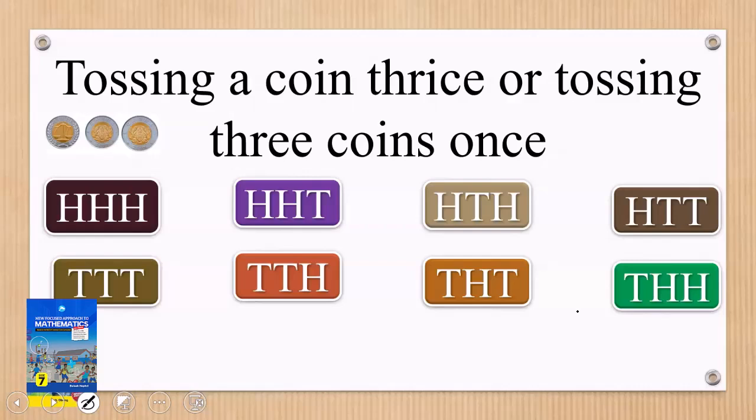Either you get all of them appearing tail, or first one will come as tail and the last will come as head. Now the number of sample space here becomes 8. Okay, becomes 8. So these are what we call the sample space.